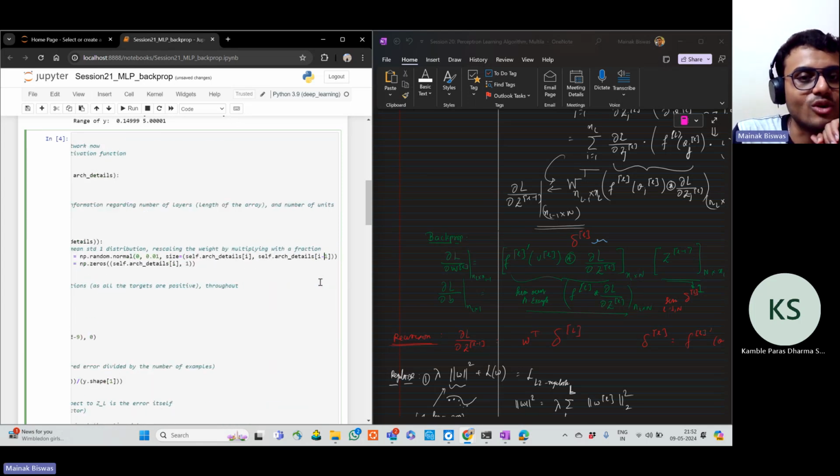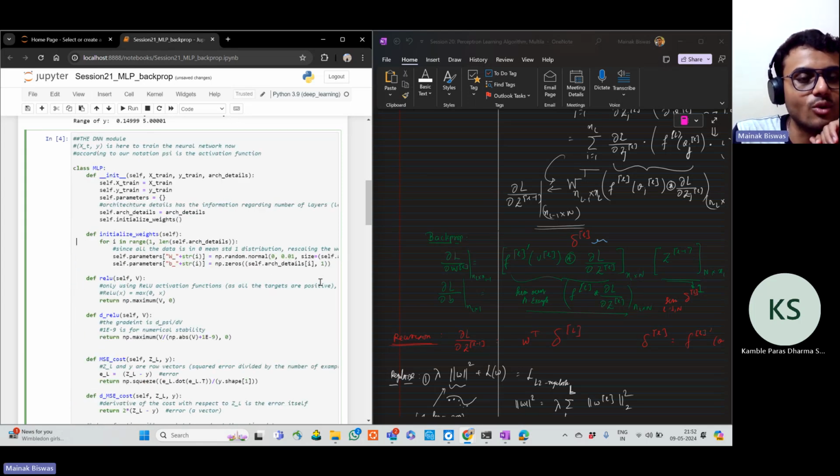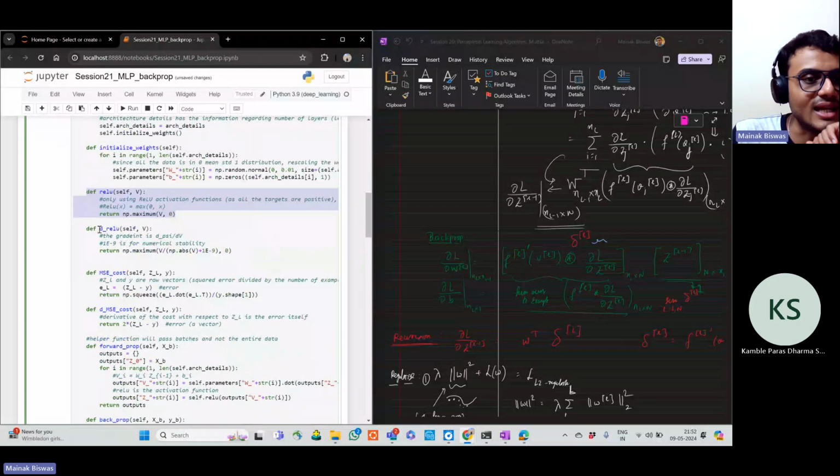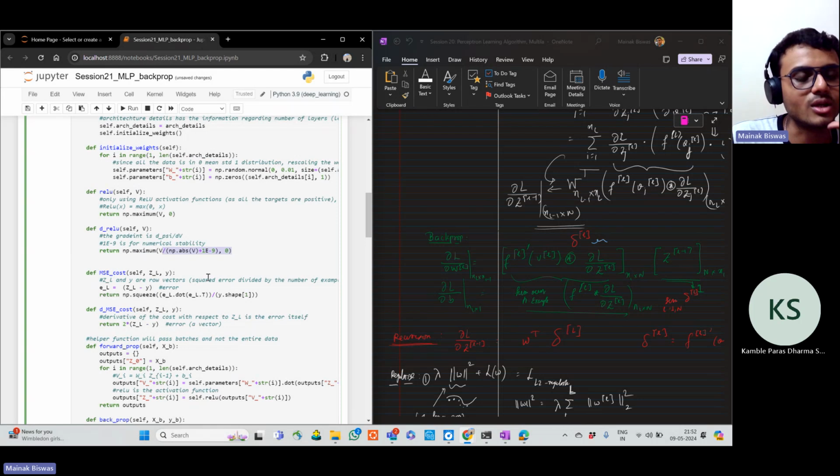I'm initializing them for each of the layers. So you can see for 1 to number of layers. And then I define some ReLU functions, which is maximum of 0, v, as we had seen. Derivative of a ReLU, which is the maximum of 0 and v, or 1, because we have seen that we either want 1 or 0 in the ReLU function.